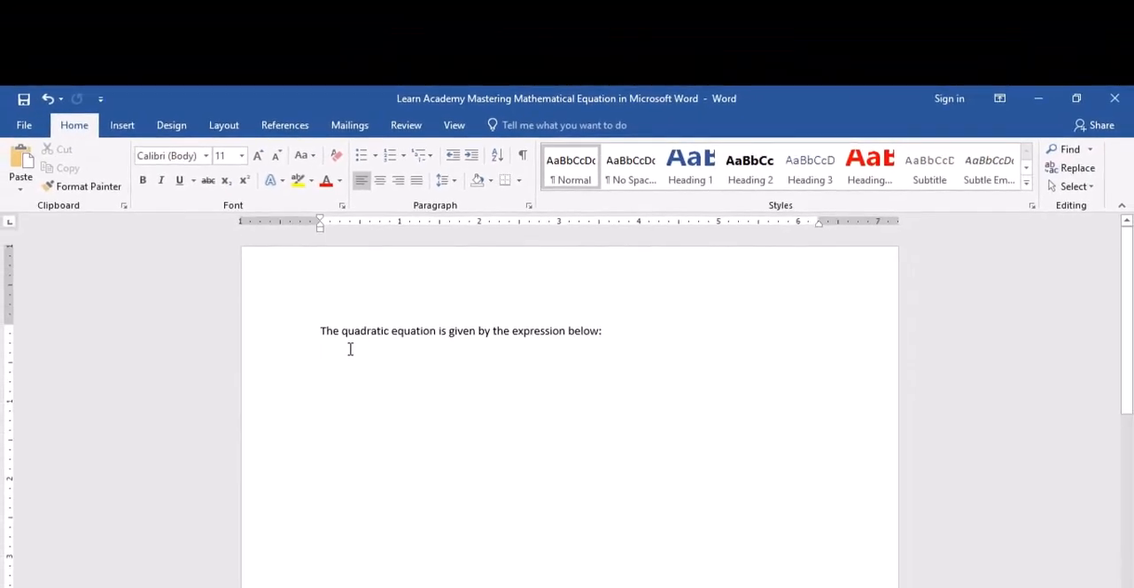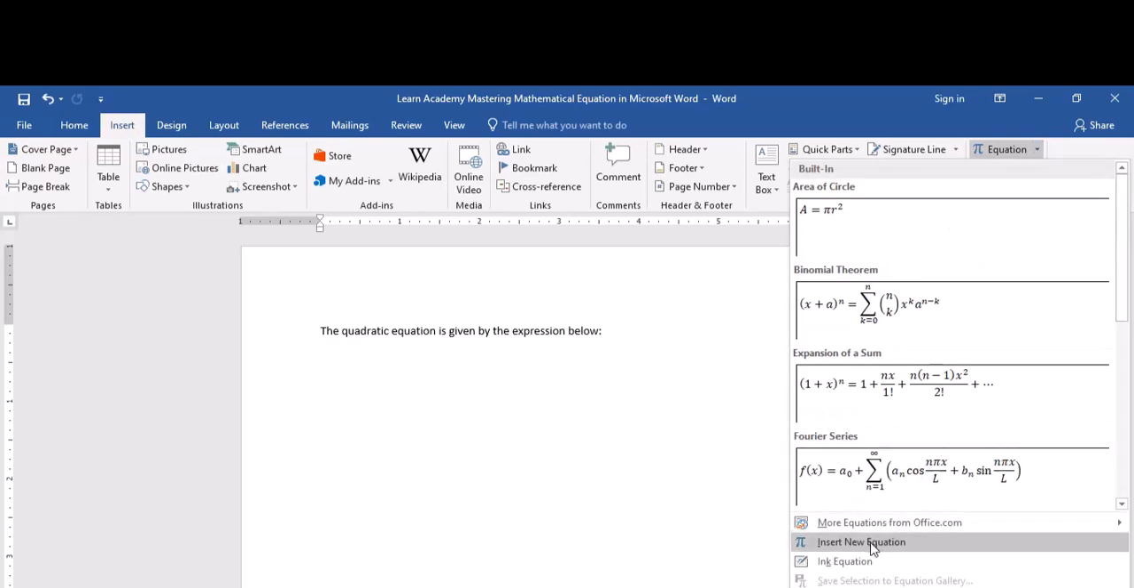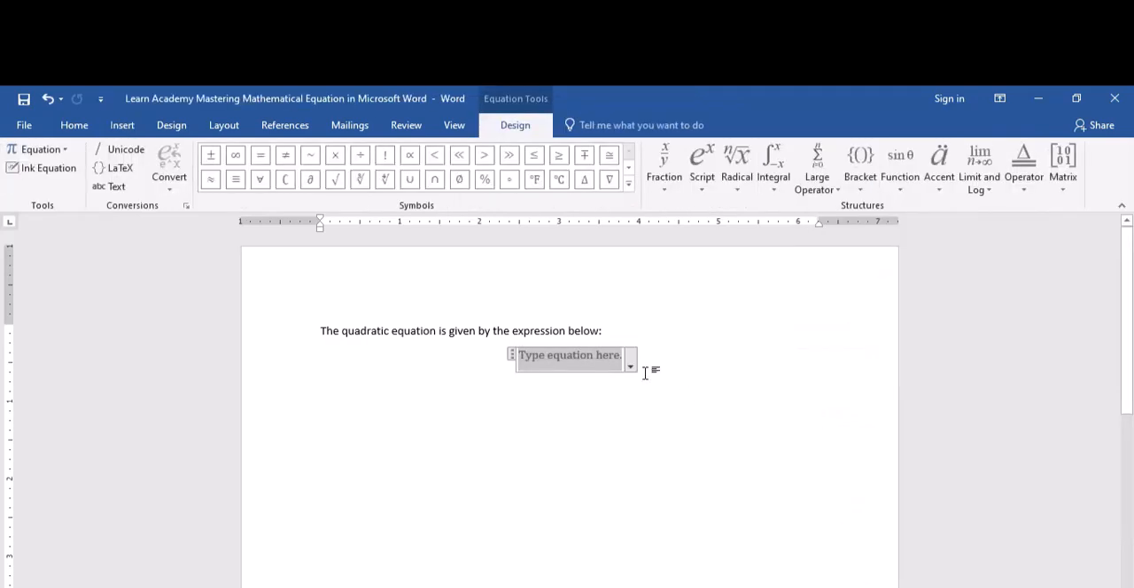Just as you know, in previous series, you click on the insert menu. When you click on the insert menu, you come over here, click the drop down arrow, then you simply move to insert new equation. Then you can see we have the equation space already for us, waiting for what we're going to type.